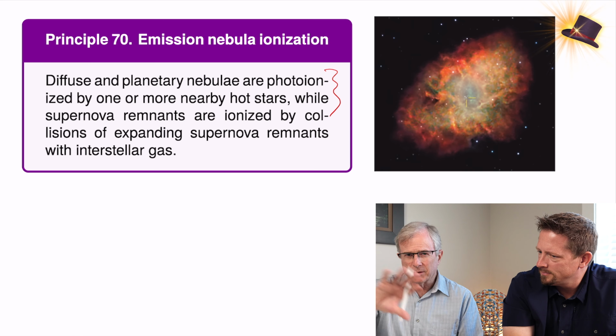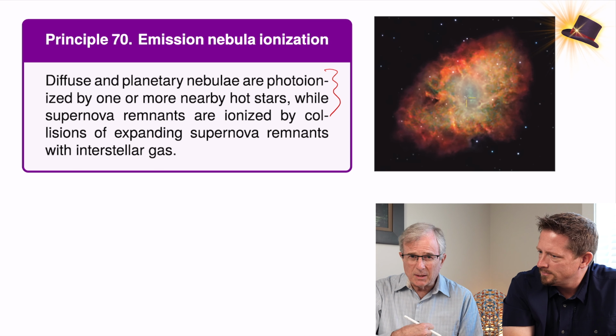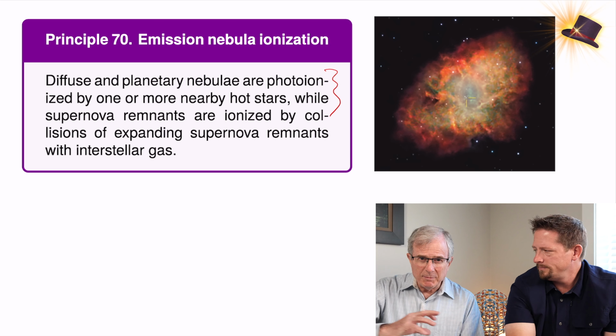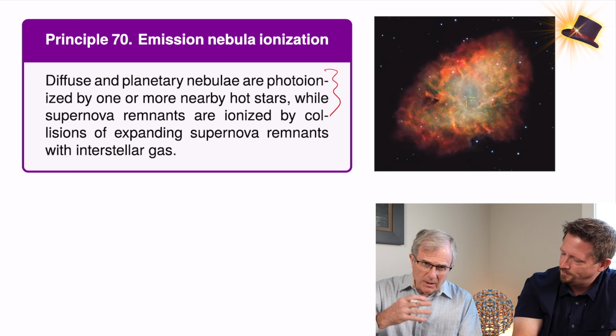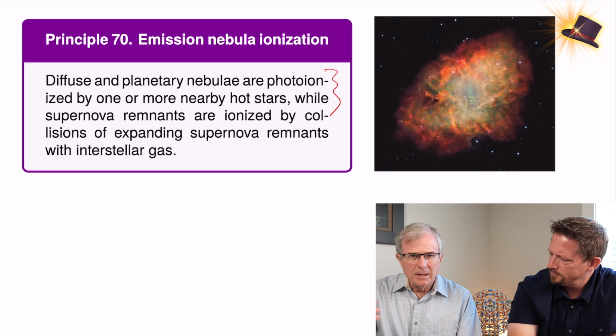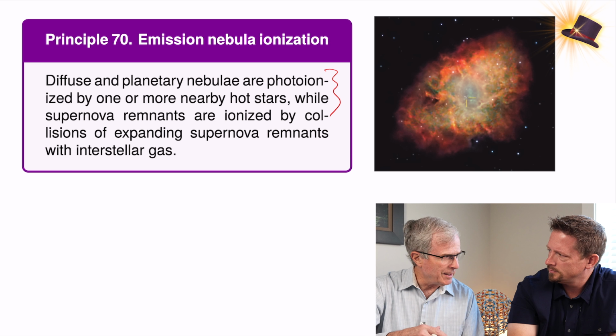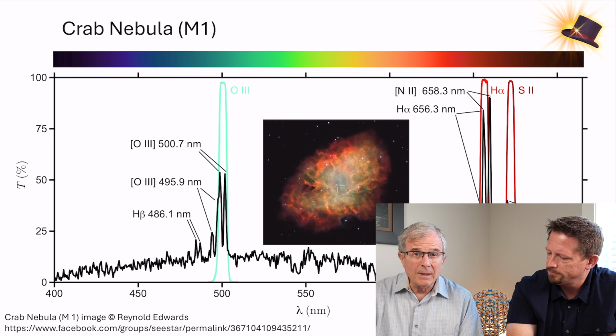So the interstellar gas is just hanging out there. A supernova explosion is when a star explodes and gets completely ripped to shreds by the explosion. And those remnants of the explosion are expanding at extremely high rates into the interstellar gas. They're ramming into that interstellar gas, and they're not photoionizing, but collisionally ionizing those atoms in the gas.